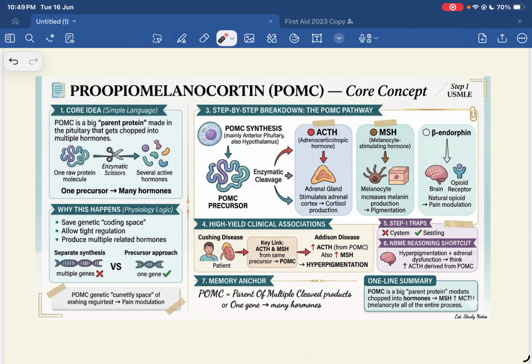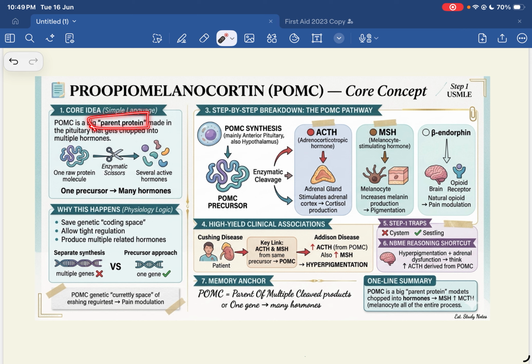Today we are going to discuss the pro-opiomelanocortin protein. So this pro-opiomelanocortin protein is actually called the parent protein. Why is it called a parent protein? Because it actually produces several active hormones. So why does this actually happen?